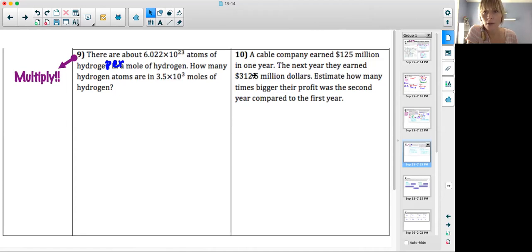Number 10, a cable company earned $125 million in 1 year. The next year, they earned $312.5 million. Estimate how many times bigger their profit was the second year compared to the first year. How many times bigger? This is a division problem. It's also tricky because you have to change those ones to scientific notation. So now that you know number 9 is multiply and number 10 is divide, you guys are going to try those 2 problems. Pause me, let me wait here, and you try them.